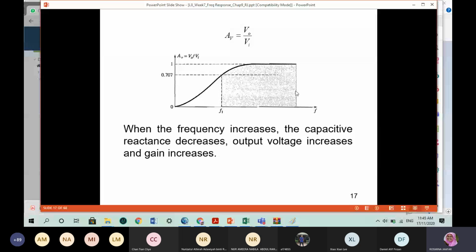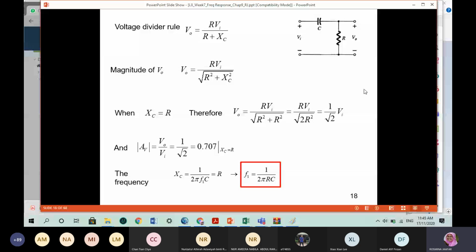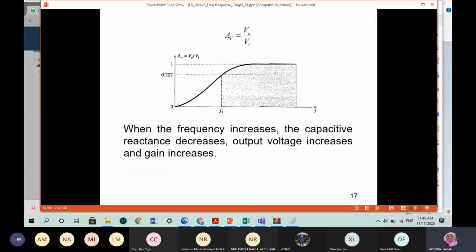Now you have not the low pass filter, but this is the high pass filter response. When the frequency increases, the capacitive reactance decreases, and the output voltage increases, and the gain also increases. And the gain will be VO over VI, and the normalized gain will be 1, because whatever you give at the input, you will see at the output. High pass, I think this one is high pass. Okay, let's consider the voltage divider rule.